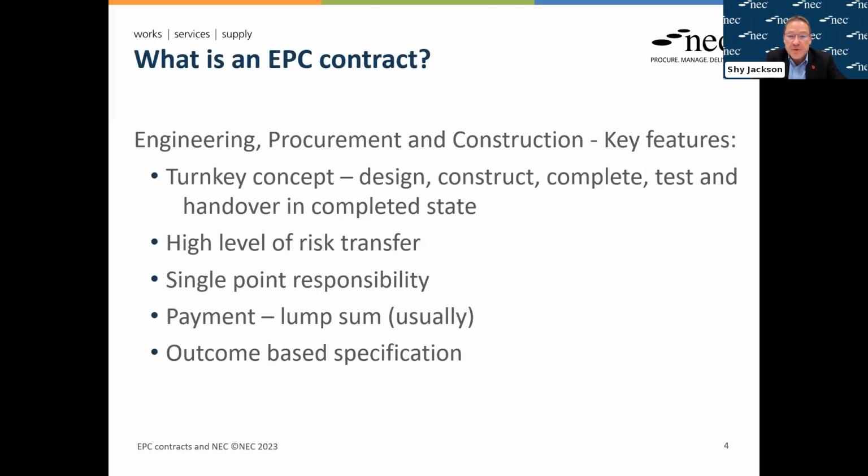What we sometimes refer to is that every arrangement has to be bankable, which simply means that funders have to be comfortable with how it is structured and the risk levels before they finance it. And then the other thing which is different is that you have an outcome-based specification.